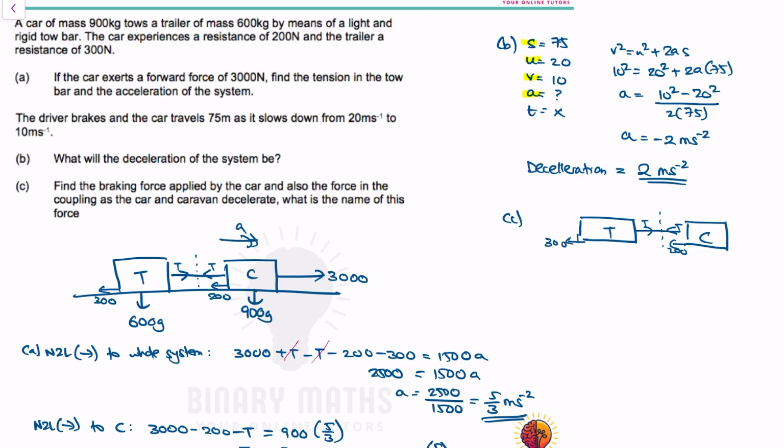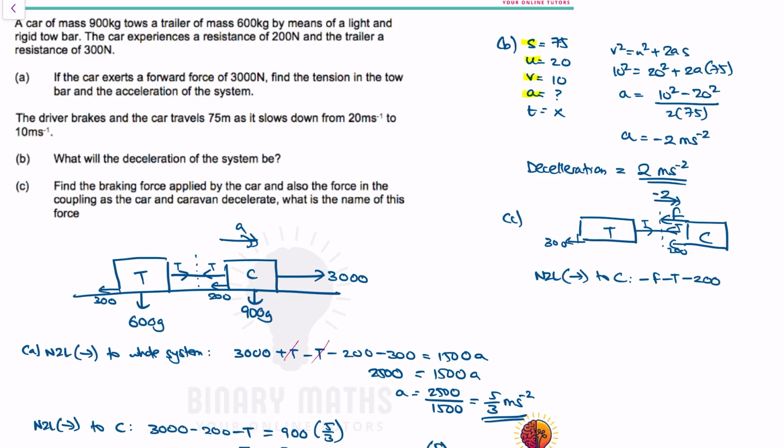We know it is still moving forward, but decelerating at 2 meters per second squared, so it's -2. And we know there is a braking force which is actually acting in the opposite direction to what is traveling, so let's call this F. So if we apply Newton's second law horizontally to C, then we know minus F minus T minus 200.